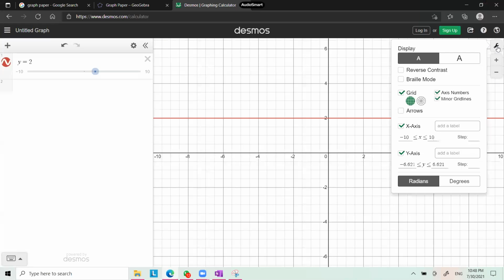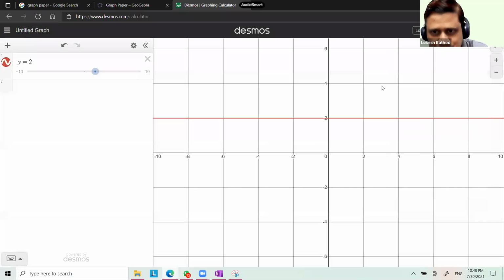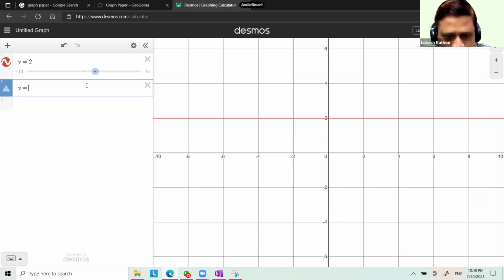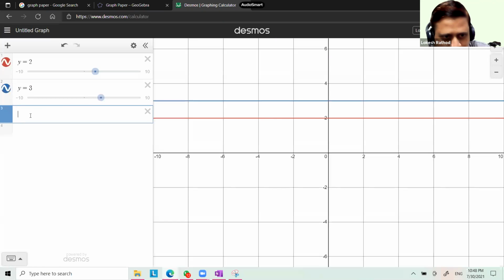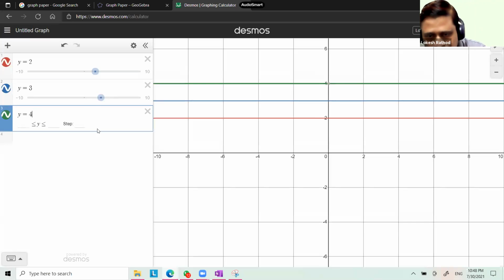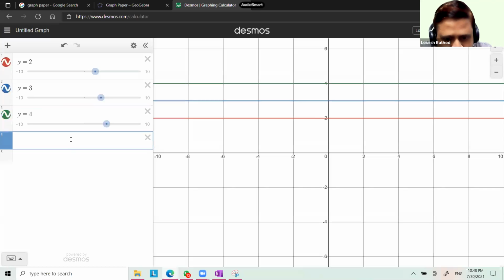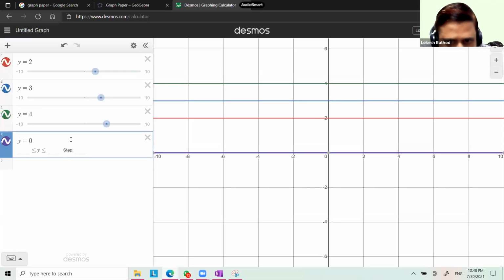Okay, remove this grid line. So y equal to 2. If I draw, say, y equal to 3, it's this again, y equal to 3. If I do y equal to 4, it is this, y equal to 4. If I do y equal to 0, there is nothing but the x-axis.